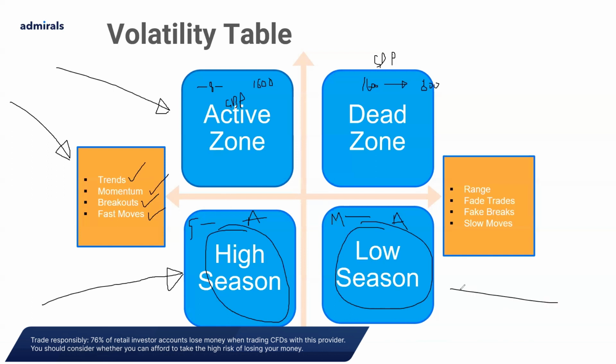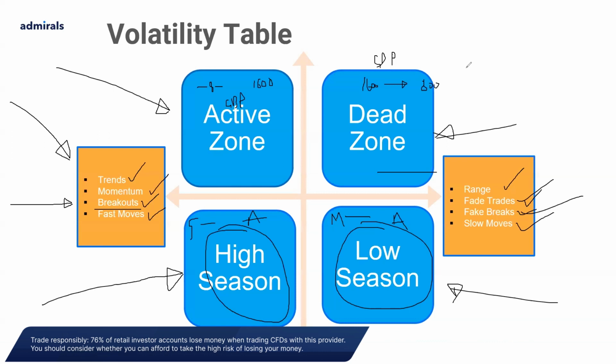Because for instruments that are in their low season and in their dead zone, not unsurprisingly, the trading methods that suit them are range-bound trading, trading between ranges, and fade trades, where you're looking for false breakouts, fake breaks, and invariably slow moves. So when you're in active zones and high season, breakouts tend to work well. When you're in dead zones and low seasons, breakouts tend not to follow through. So things like fading trades and false breakouts are the trading setups we want to look at.